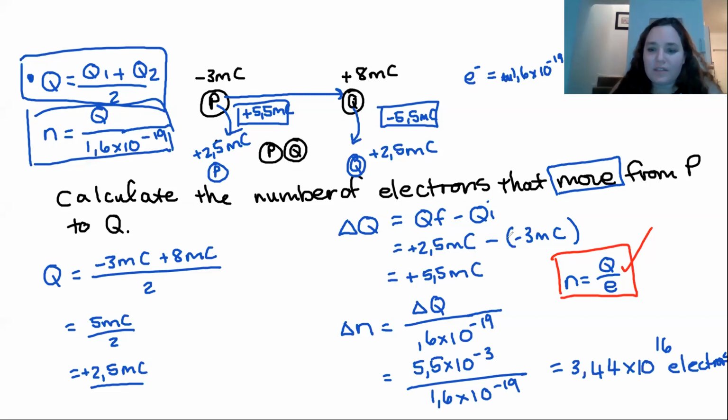Now, just one quick thing. On my calculator, it says 3.4375 times 10 to the 16. A lot of people panic about decimal places. If you read the instructions on your physics paper, it specifically says all numerical answers must be given to a minimum of 2 decimal places.